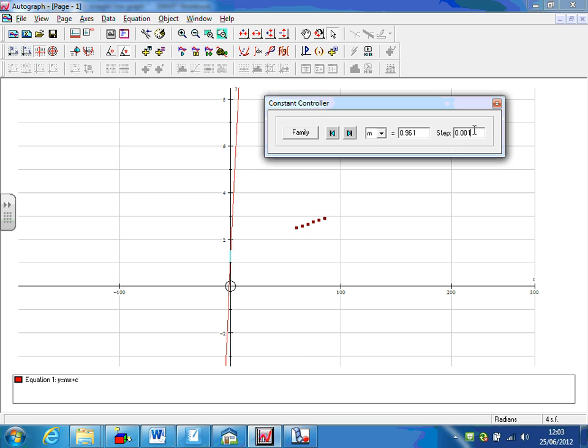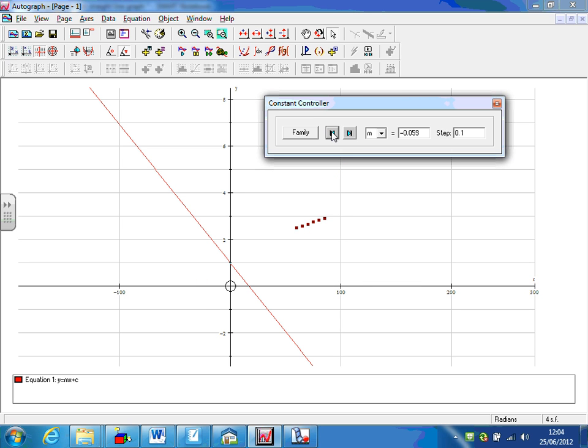So I can change the step size, coming down instead of steps of 0.0001. Let's change it to 0.01, and then reduce the value of the gradient. And you can see this line coming down towards it. Still quite a small step size, so let's change it coming down in steps of 0.1. Click on it like this and you can see the gradient changes. Now it's far too big a step size.